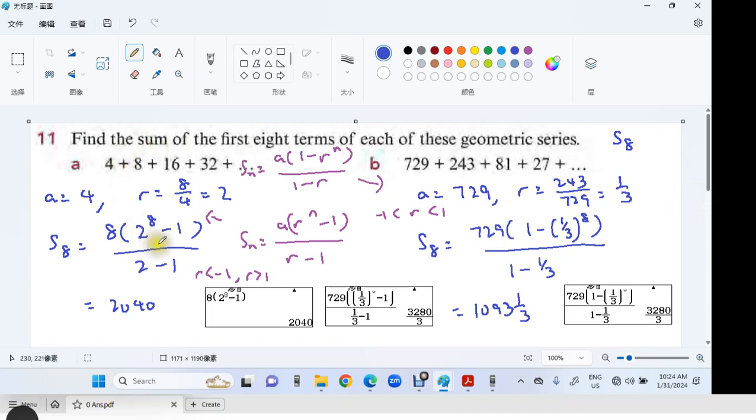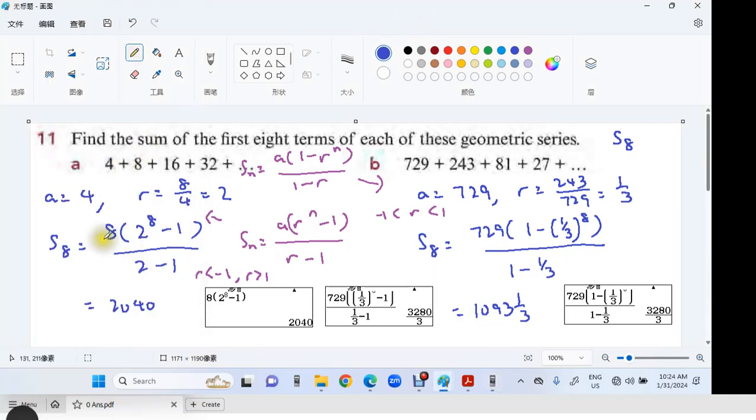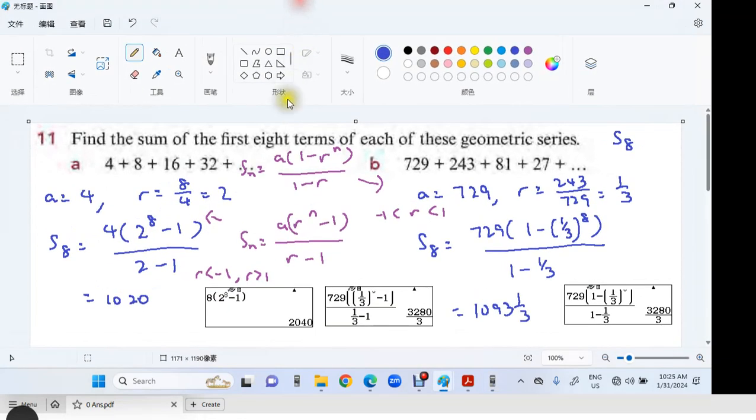This is 2 minus 1. 8 times 2 power 8 minus 1. A is 4. It's 4. Okay, I make a mistake here. It is 4. So this one is not 20. This will be 1020. Okay, instead of that. So just now this should be 4. Okay, I make a mistake.